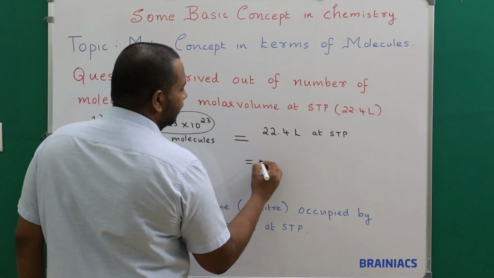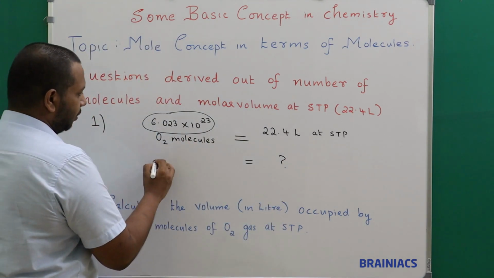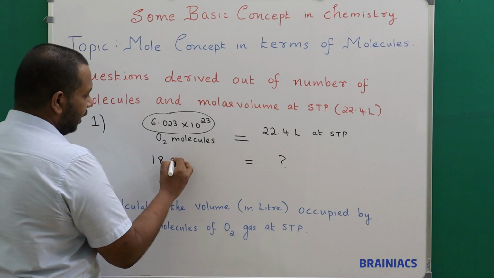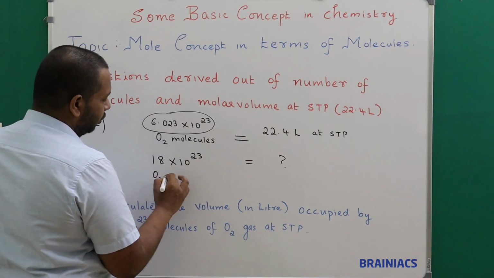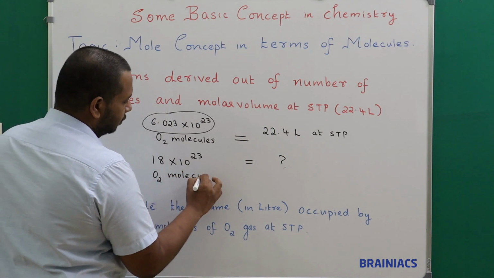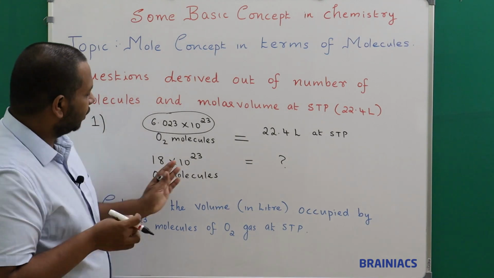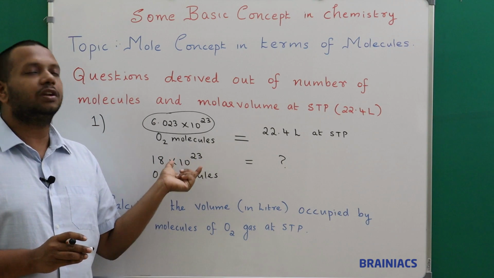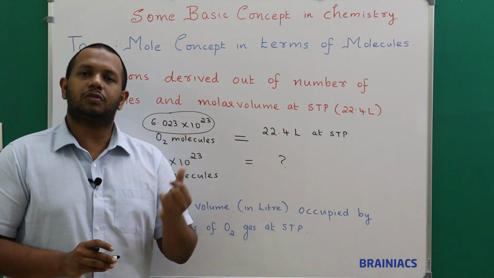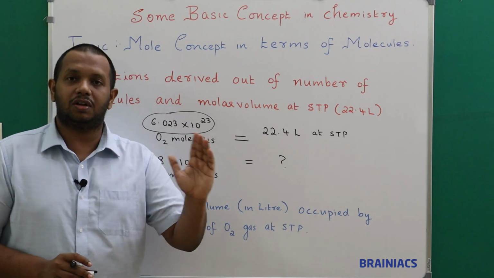So it is the right hand side you need to calculate, and what they have given here is the number of molecules: 18 into 10 power 23 O2 molecules. Correct? So they are asking you to calculate the volume that is occupied by 18 into 10 power 23 molecules of oxygen at what condition? STP. Please always look for this. Very, very, very important.